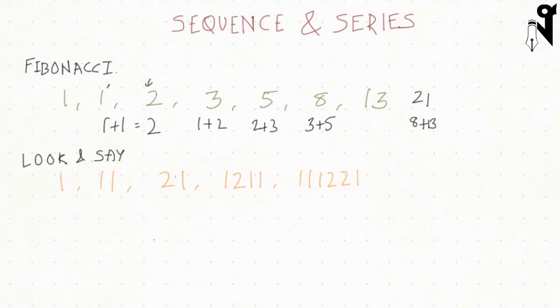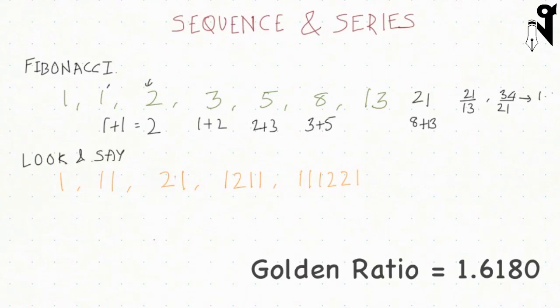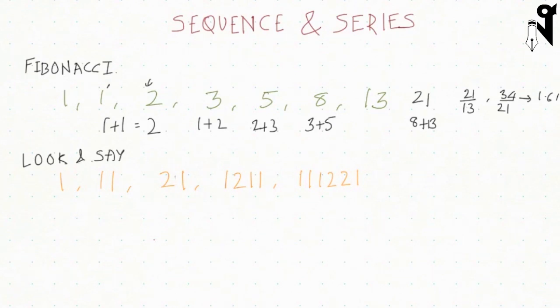Also, if I take the ratio of two consecutive terms in this series, like say 21 by 13, and I can go to the next term also, which will be 34 by 21. So it turns out that this ratio, as we keep going on and on in the series, becomes a constant number which is very close to 1.618. So the ratio of two terms converges to 1.618, which is basically called the golden ratio. And this golden ratio, again, as I said, is in many places in nature.